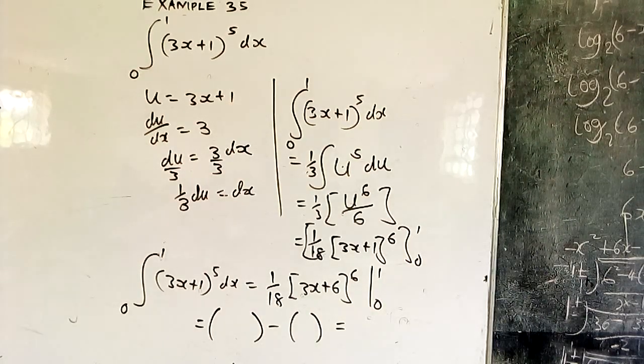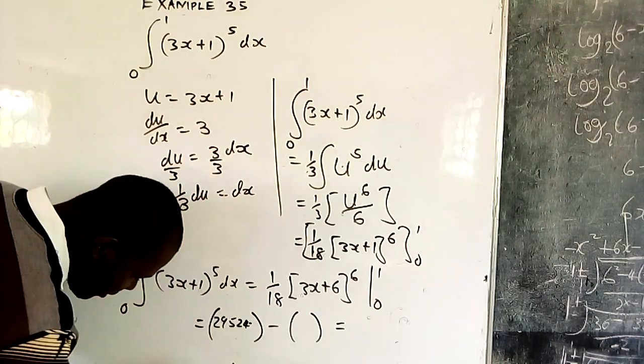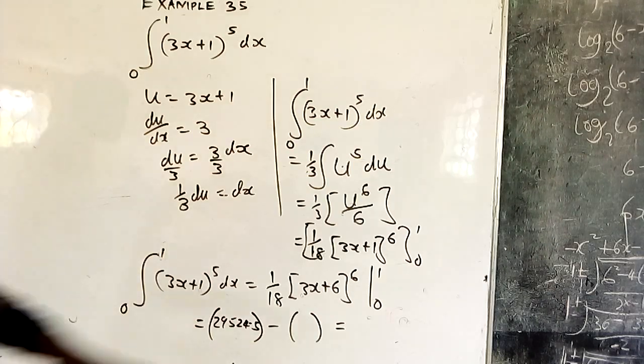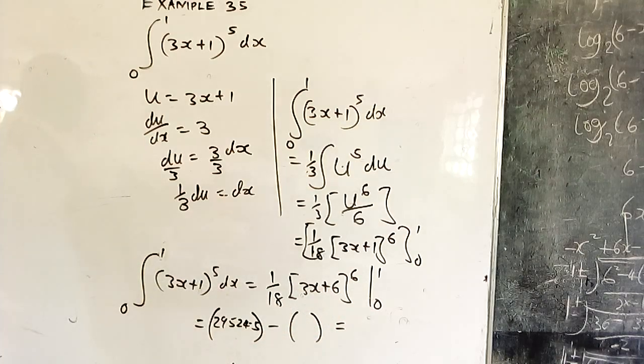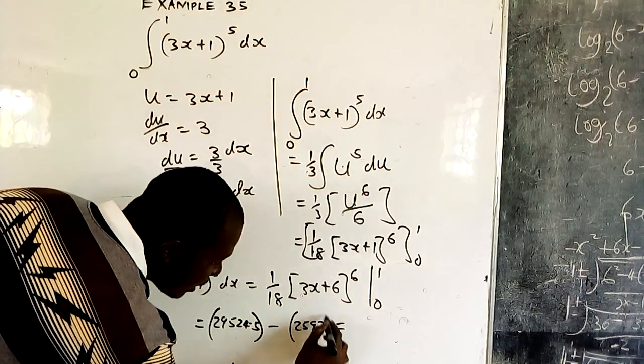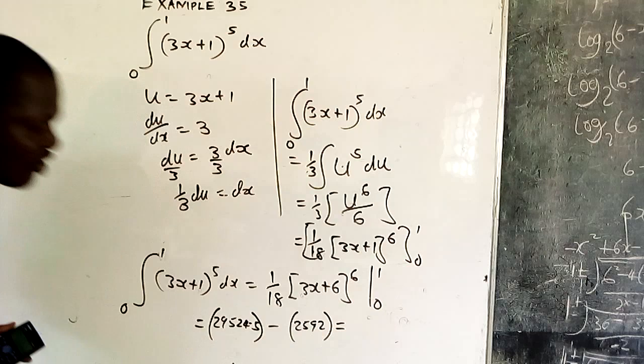1 over 18. I've confirmed it, it is exactly the value, isn't it? Yes. Then when x is 0, where there is x, if you put 0, what do you have? Here I have 2592, isn't it? 2592. So this minus this, what do you get to be your answer?